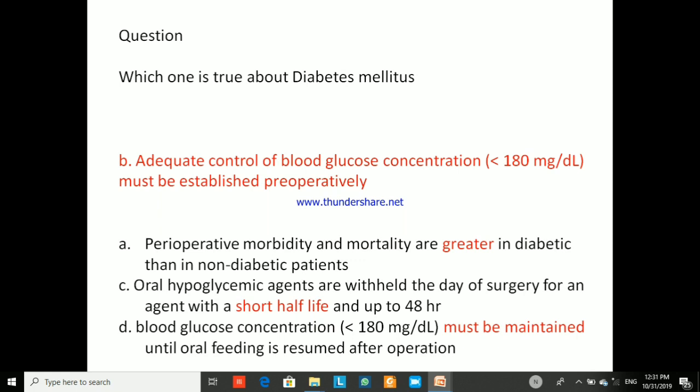Question. Which one is true about diabetes mellitus? B. Adequate control of blood glucose concentration, 180 mg/dl, must be established preoperatively. Perioperative morbidity and mortality are greater in diabetic than in non-diabetic patients. C. Oral hypoglycemic agents are withheld the day of surgery for an agent with a short half-life and up to 48 hr. D. Blood glucose concentration, 180 mg/dl, must be maintained until oral feeding is resumed after operation.